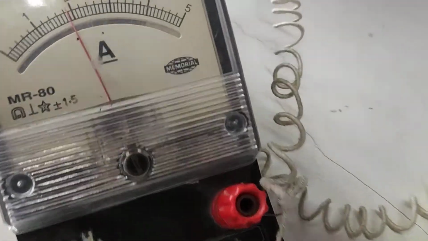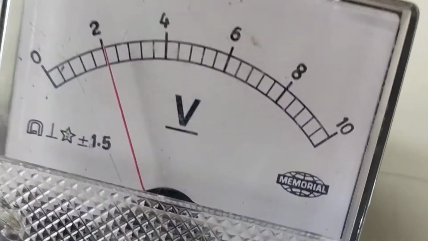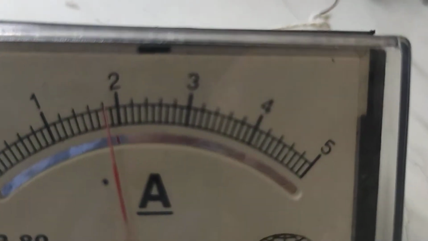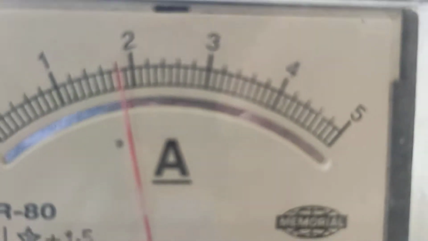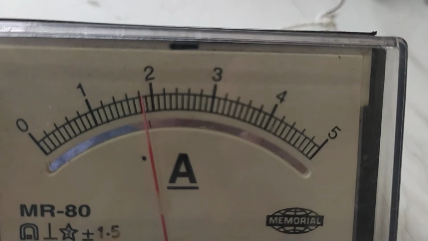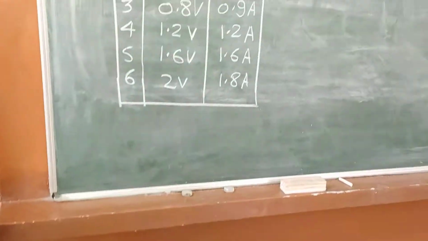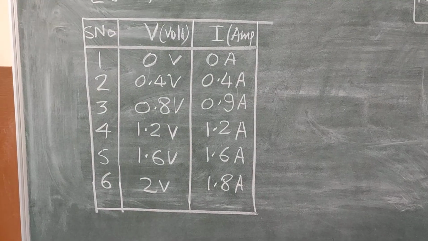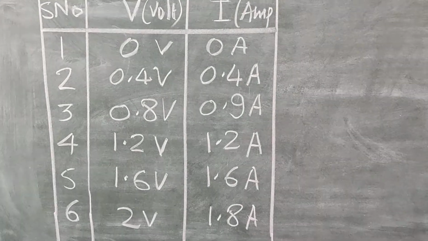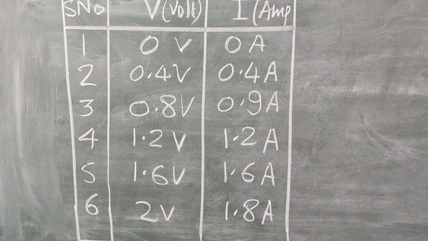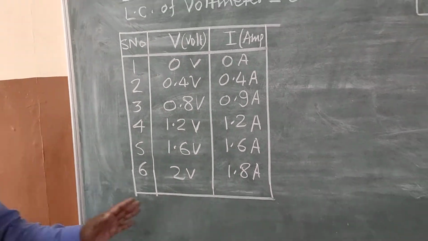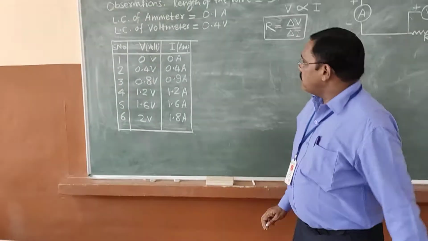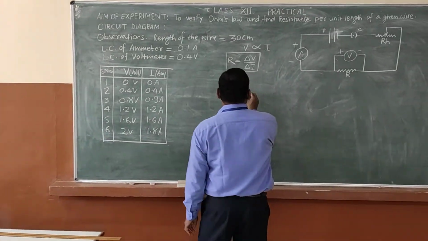Last reading: it is 2 volt and the 18th line, so 1.8 ampere. So these are the readings for the voltmeter and ammeter. With these readings, we have to plot the graph.